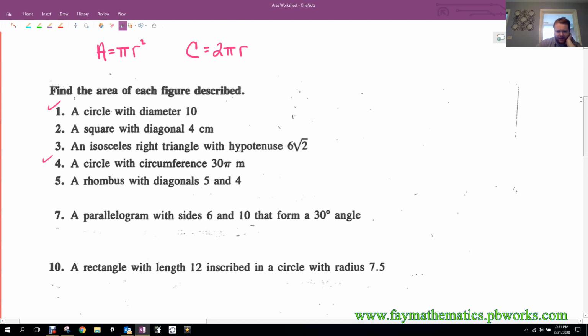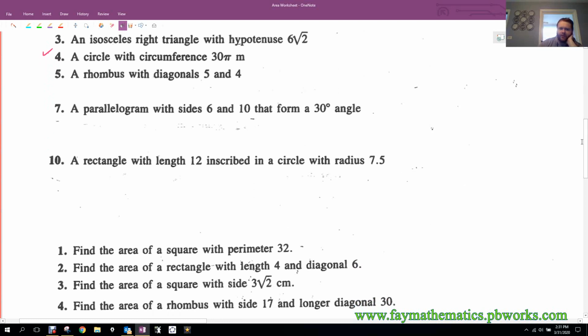Number 7 says a parallelogram with sides 6 and 10 that form a 30-degree angle. Remember the area formula for a parallelogram. Area is equal to base times height. So if I've got a parallelogram that has a 30-degree angle in it, if I draw it this way, this is 6, and this is probably 10. I'm going to make that 30 degrees.